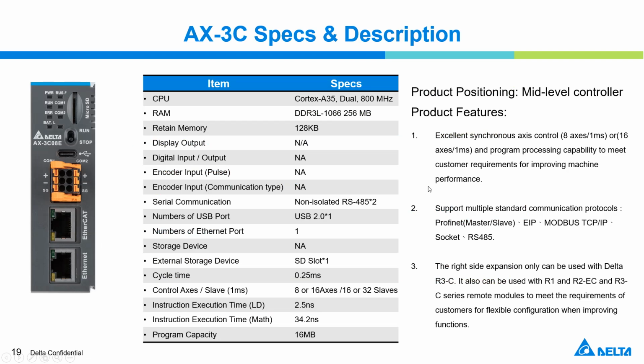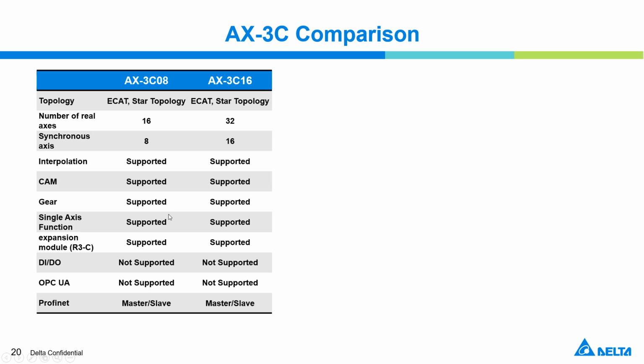And the feature of AX3C is that it can support 8 axes or 16 axes within 1 millisecond. And this module can also right-extend our Delta modules, but it only allows you to right-extend R3-C. And it can also be used with the R1, R2-EC or R3-C remote module. And here are the two kinds of AX3-C, for 8 axes and 16 axes.